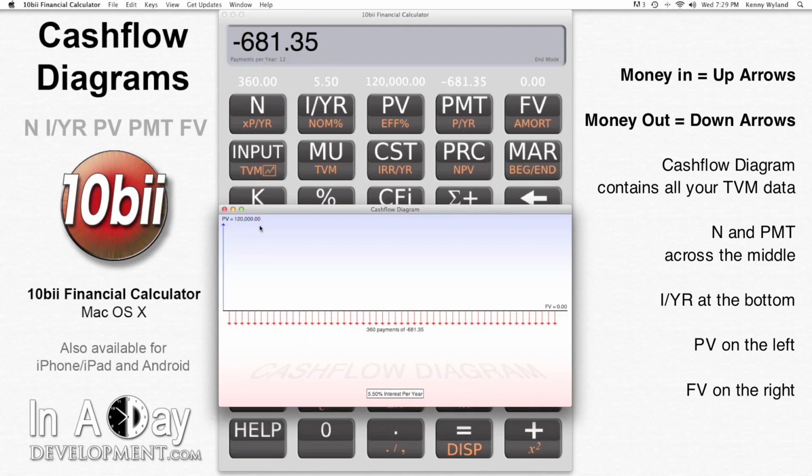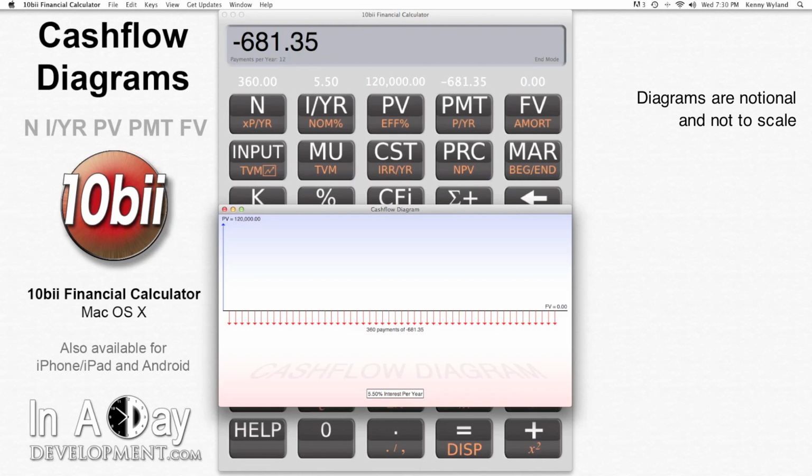We are receiving $120,000, so the arrow is pointed up. The payments are money out, so those arrows point down. We don't owe anything after 360 payments, so FV, or the future value, is 0, and there isn't an arrow at the end.